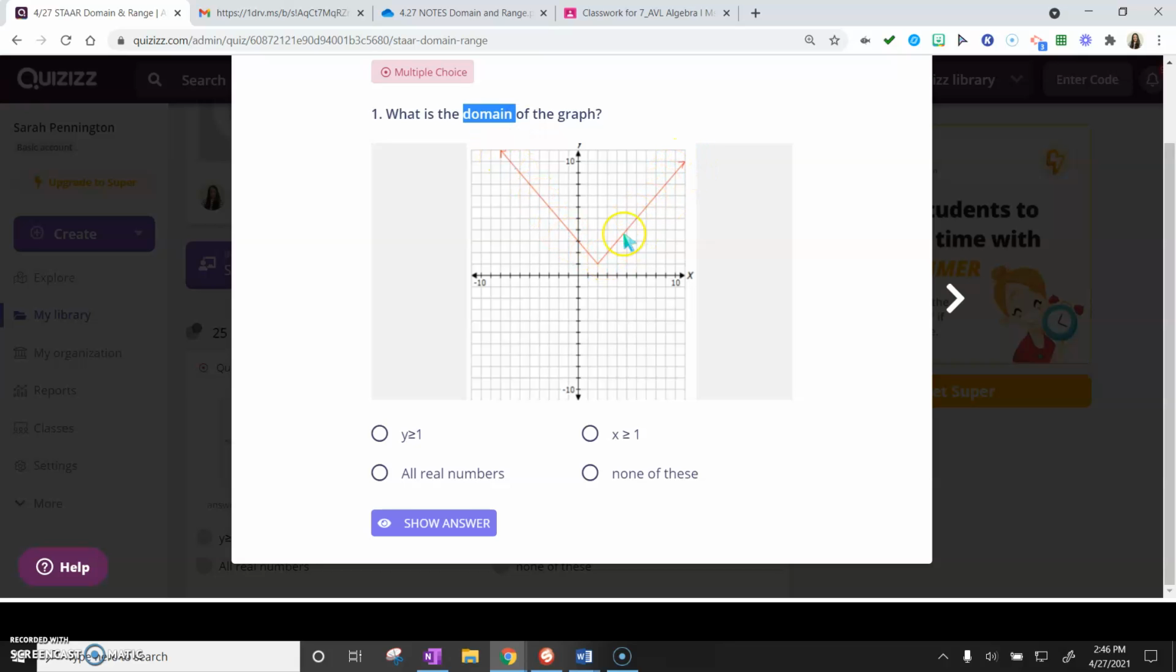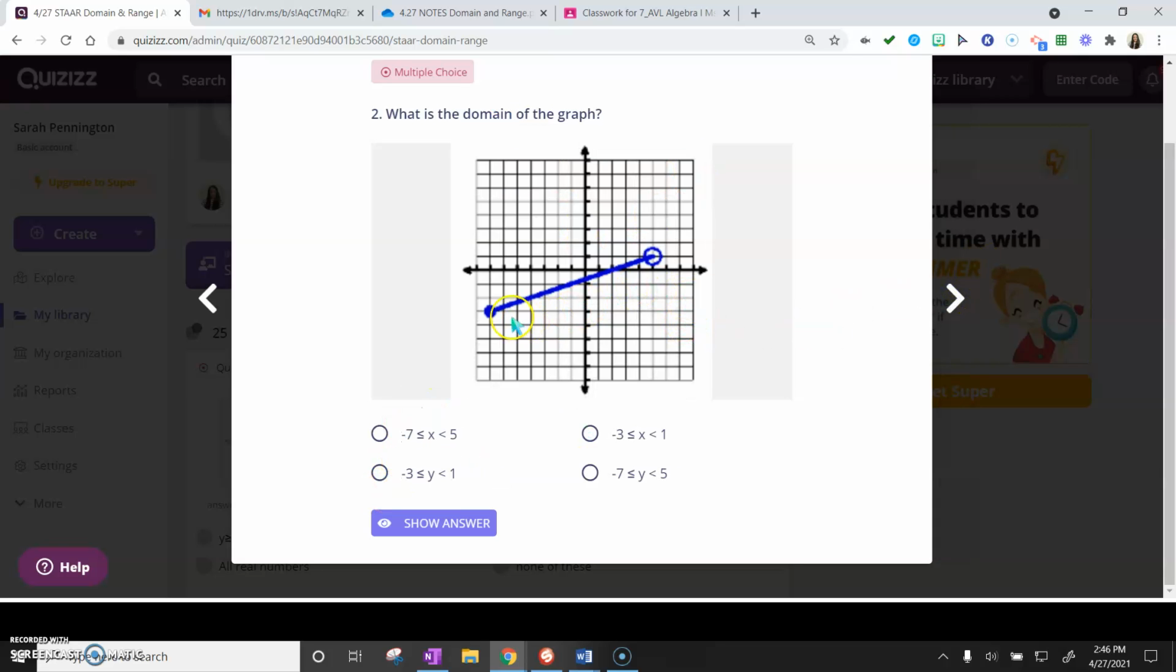As you can see from the arrows, it goes on forever to the left, forever to the right. It's all real numbers. Number two, the domain means how far am I going from left to right? Well, I have to do a little bit of counting, but it goes from -7, passes through 0, goes to 5. So my x values, the domain, is -7 to +5.